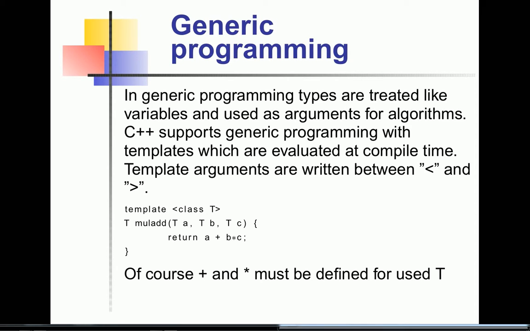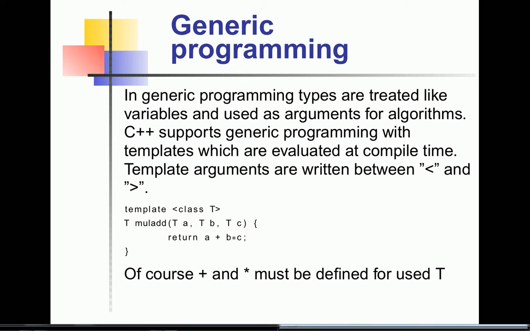Generic programming in C++. Maybe you heard about it; remember when I taught you about this in last semester's functional programming course. In generic programming, types are treated like variables and used as arguments for algorithms. So C++ supports generic programming with so-called templates, which are evaluated at compile time. Template arguments are written between angle brackets.